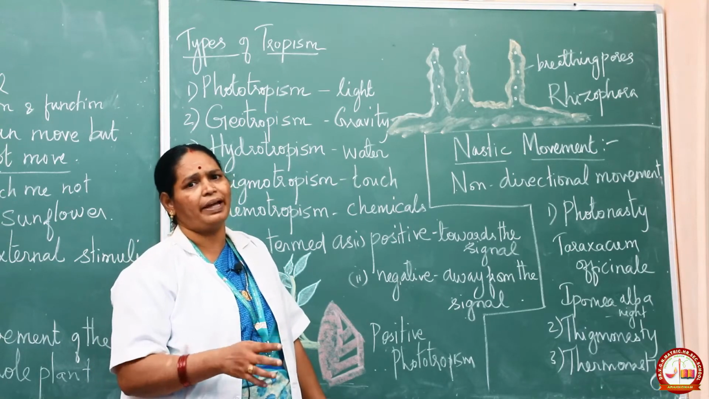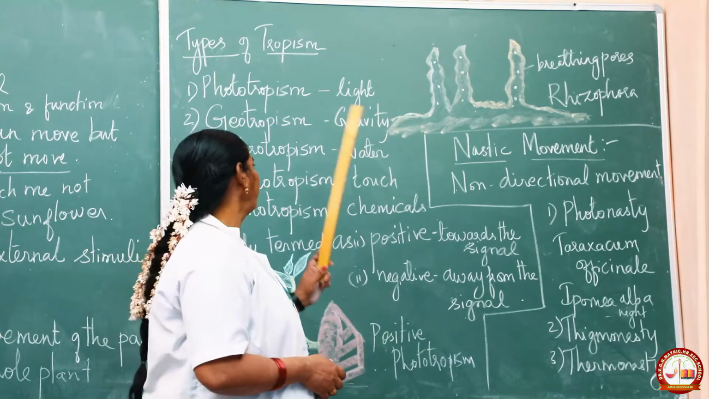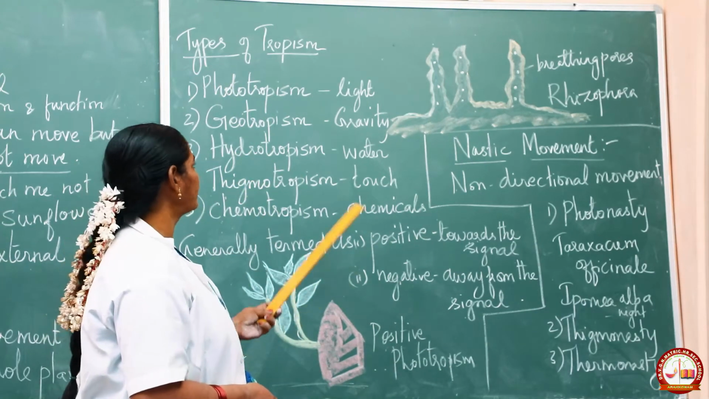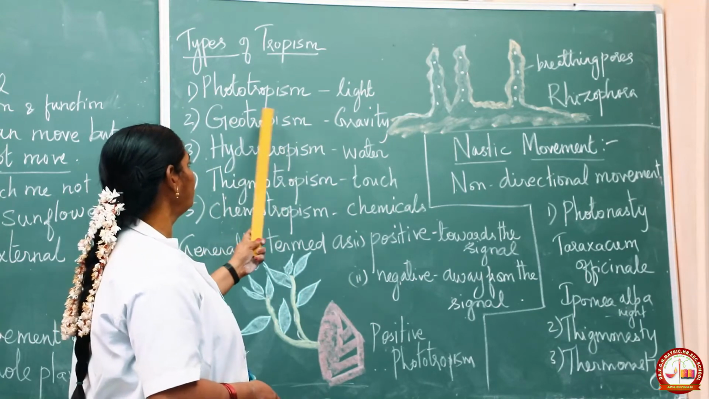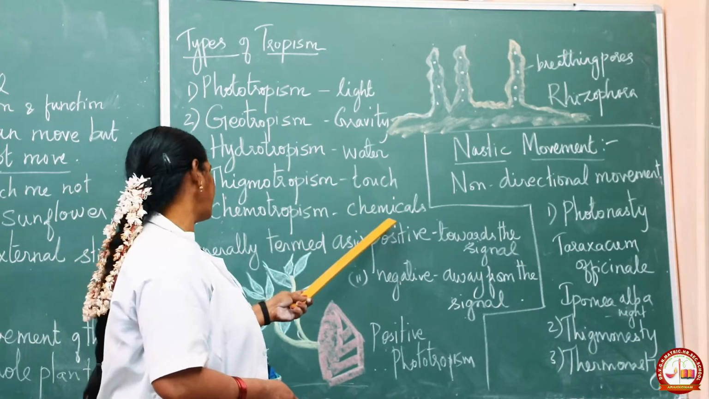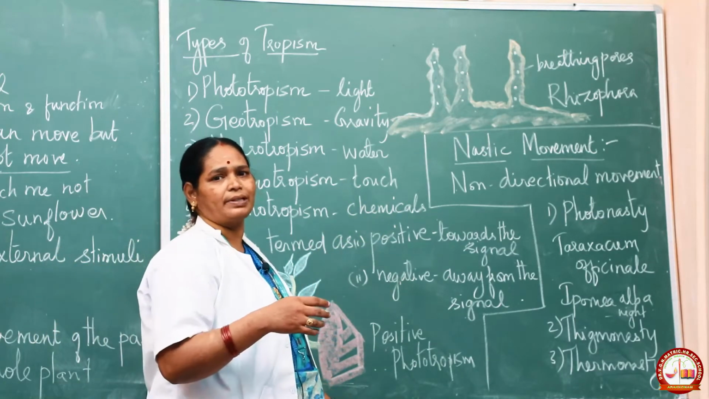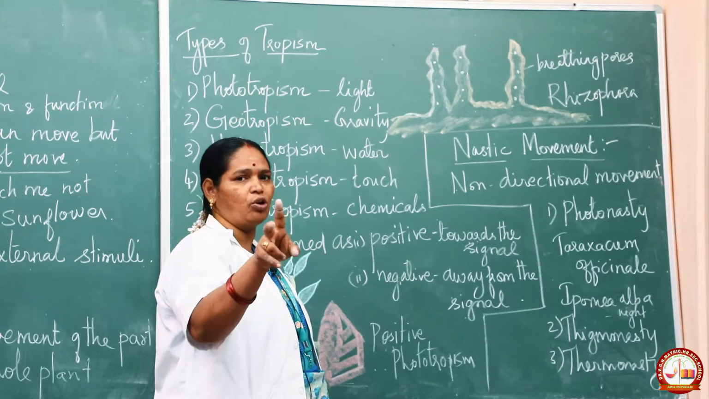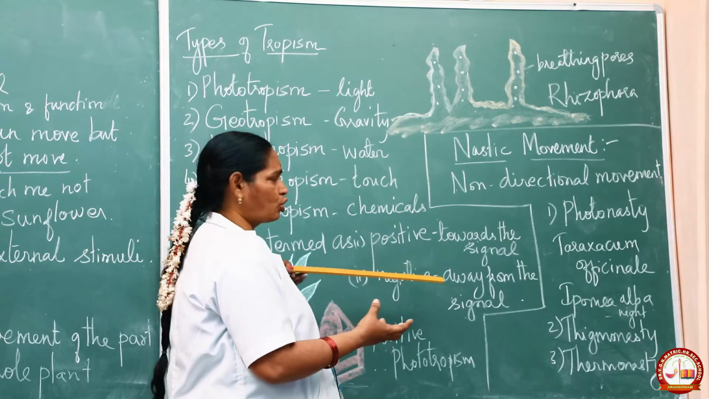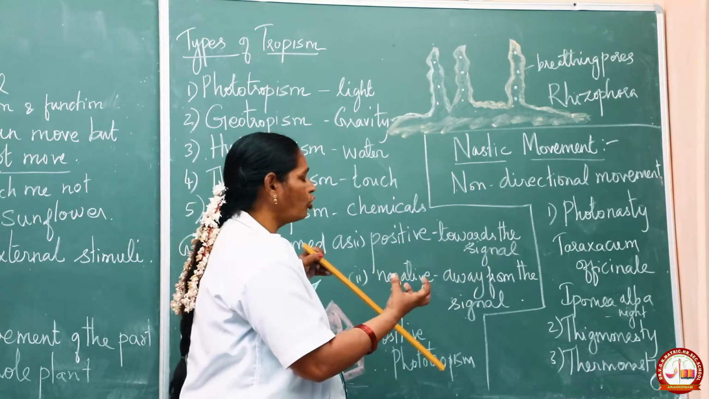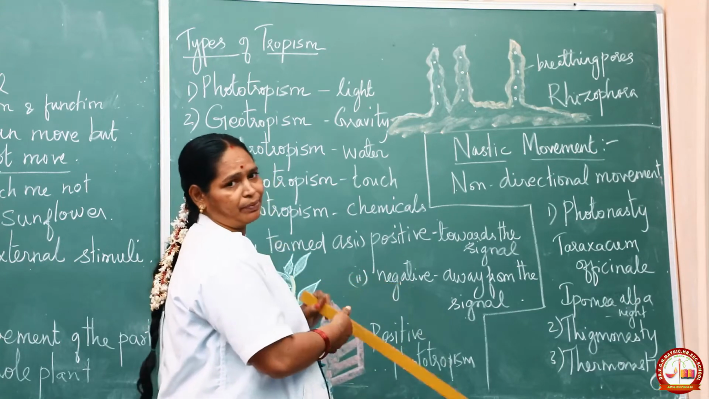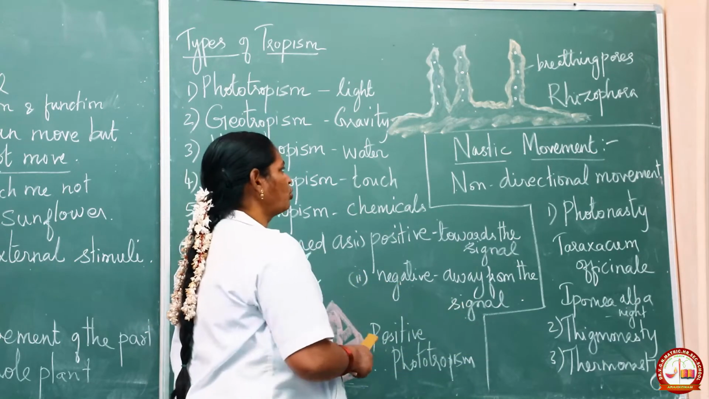See, again I am repeating, tropism is nothing but the unidirectional movement of a plant or a part of a plant, and it has five types: phototropism, geotropism, hydrotropism, thigmotropism, chemotropism. Is it not? Photo means light, geo means gravity, hydro means water, thigmo means touch, and chemo means chemicals. Generally tropism acts in two ways. It acts towards the positive signal, growing towards the signal, and in some plants it is negative, away from the signal, and we call it negative tropism.